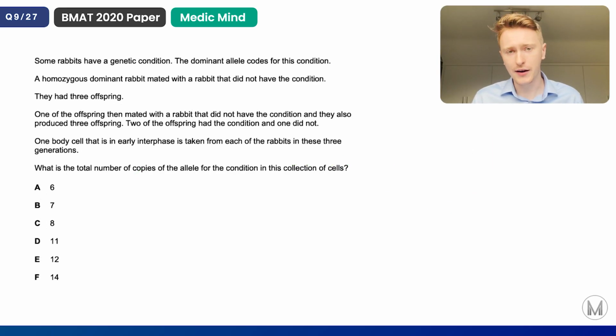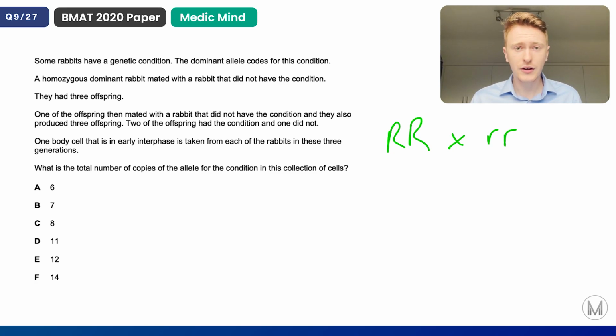Okay, here we have a biology question. It's all about inheritance and alleles, which is a staple question of the BMAT, so make sure you're familiar with it. We can start by labeling the alleles whatever we like, and I would recommend labeling them with distinguishing letters where the capital letter is different from the lowercase letter. In this case, let's choose big R and little r. We can see that a homozygous dominant rabbit, big R, is crossed with a rabbit that did not have the condition. In other words, a homozygous recessive rabbit.